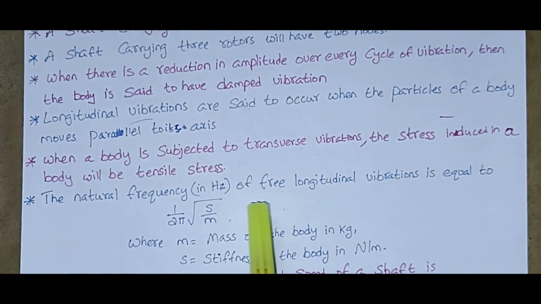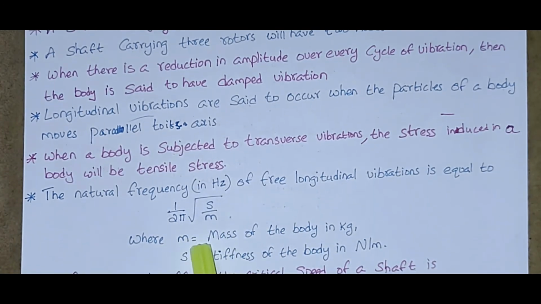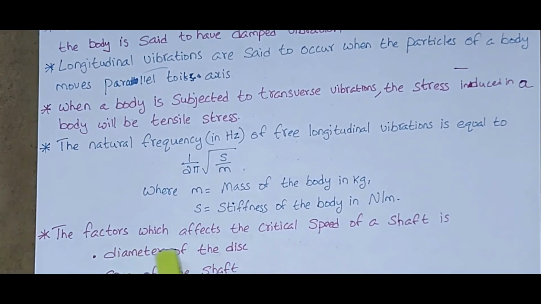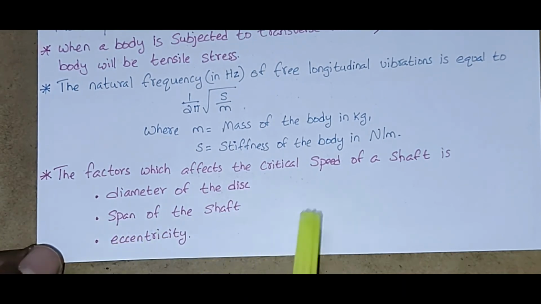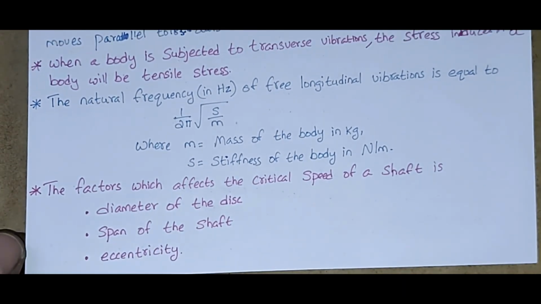The natural frequency in hertz of free longitudinal vibrations is equal to 1 by 2 pi into root of s by m, where m is the mass of the body in kg and s is the stiffness of the body in newton per meter. The factors which affect the critical speed of a shaft are the diameter of the disc, the span of the shaft, and eccentricity.